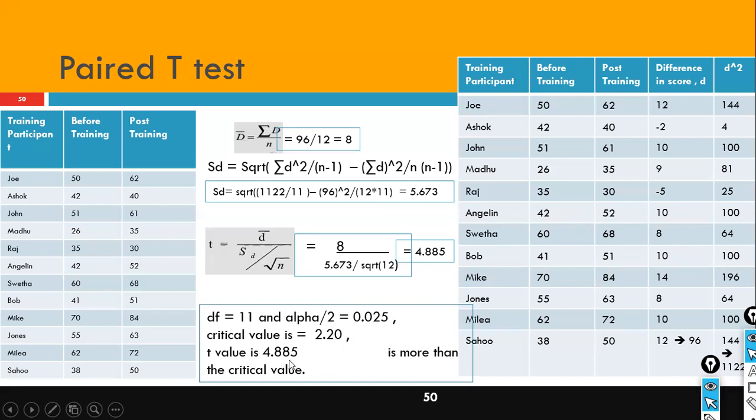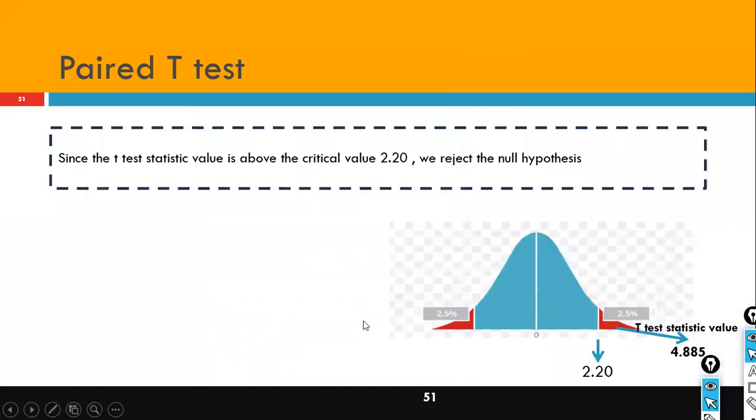Since the T value is 4.8, it is more than the critical value. Hence, it is falling in the rejection region. We can reject the null hypothesis. Look here, 4.885 is the T value. Since it is greater than 2.20, which is the critical value, we are going to reject the null hypothesis.